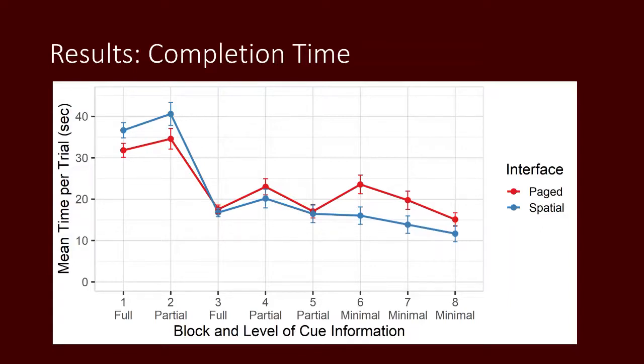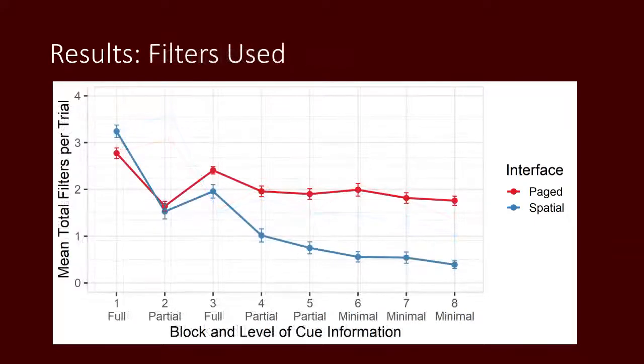But in the last 3 blocks, once people had built up some experience with the targets and where they were located, the spatial interface was significantly faster than paged. In these blocks, we also had minimal cue information, which meant that participants had to depend more on their memory: spatial location memory for the spatial interface, and memory of the object's attributes for the paged interface, and it was clearly more successful to use spatial memory in the spatial interface.